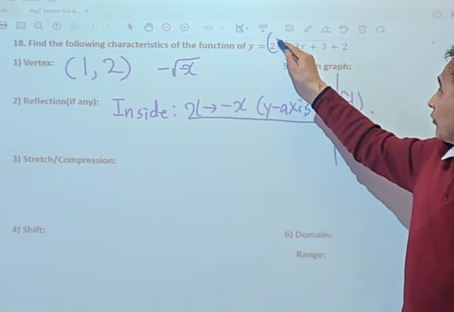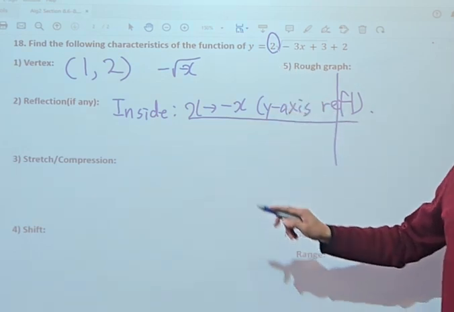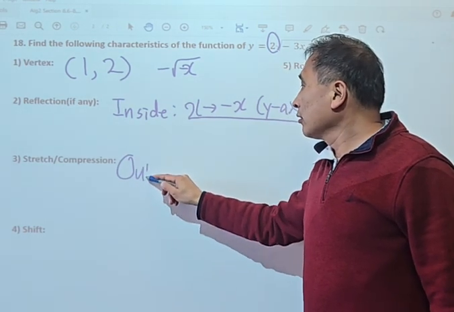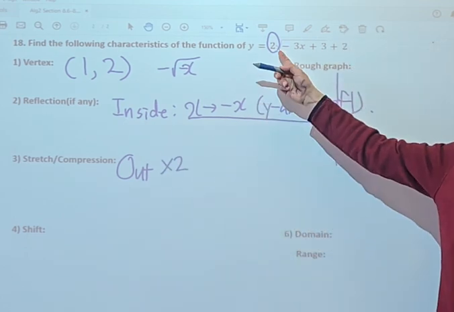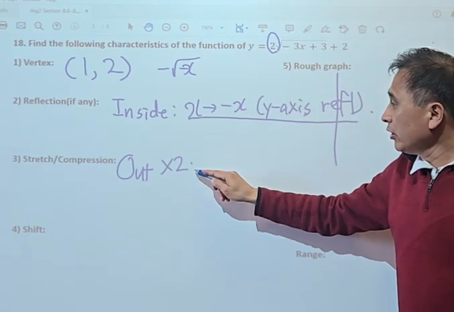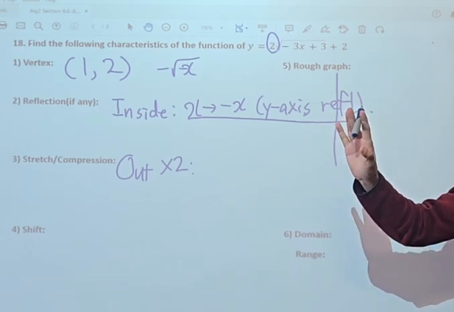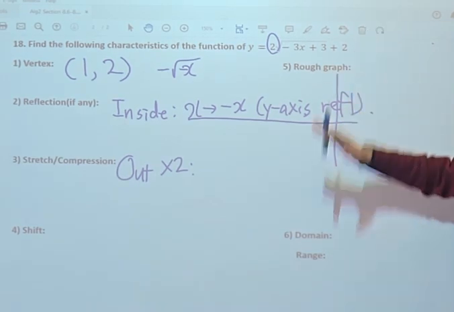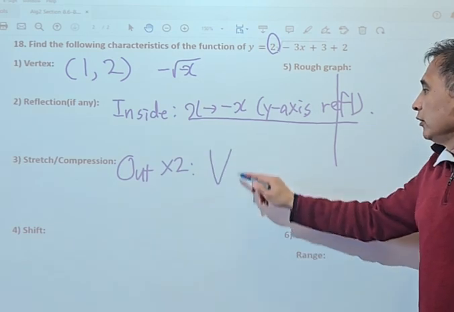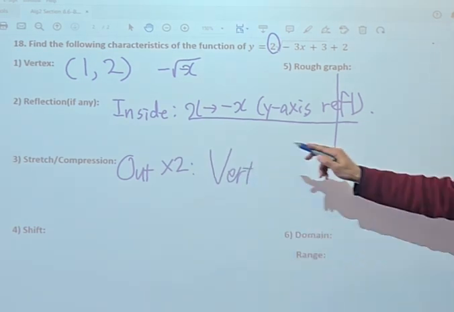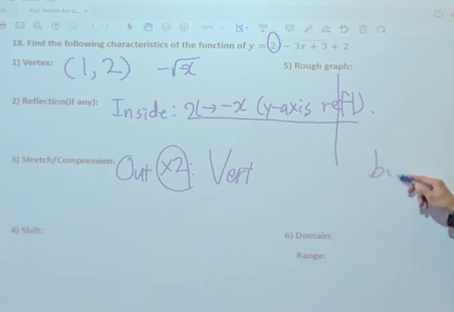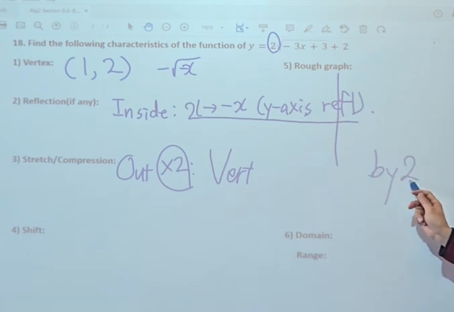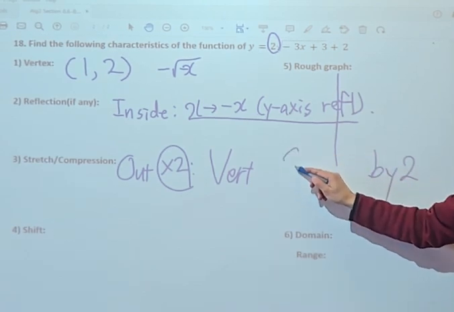And this 2 is outside or inside? Outside, and it's times 2; nothing means times 2. Outside is y, and y is vertical, so we call it a vertical change. Times 2 is bigger than 1, so that's a stretch. Smaller than 1 is a shrink. So it's a vertical stretch by 2.